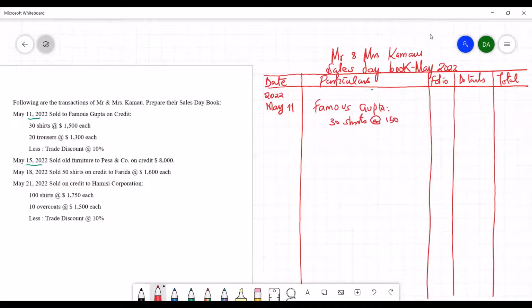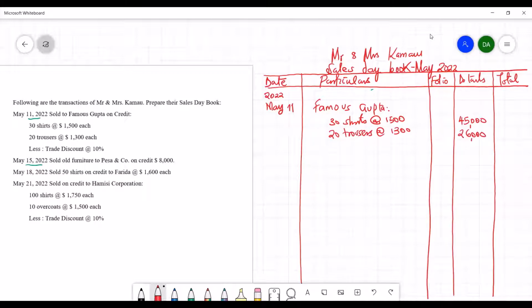At 1,500 shillings each. Now this is going to be 30 by 1,500. And if we multiply 30 by 1,500, we're going to get 45,000. In that case, we have 45,000. The next transaction is a purchase of 20 trousers, and each trouser is 1,300. So we have 20 by 1,300, and that is equal to 26,000.